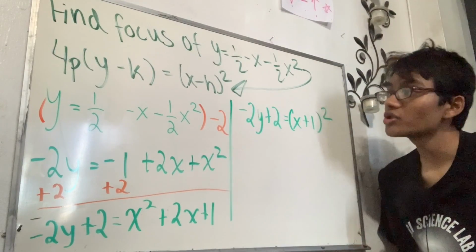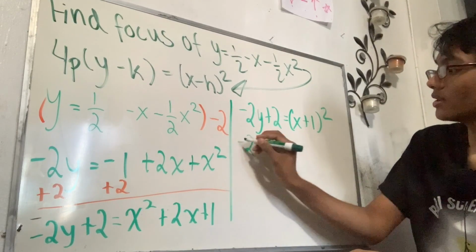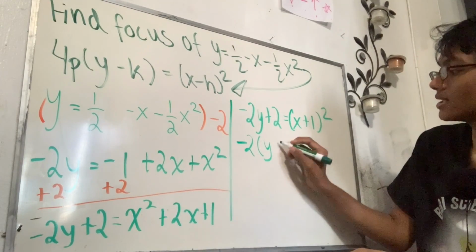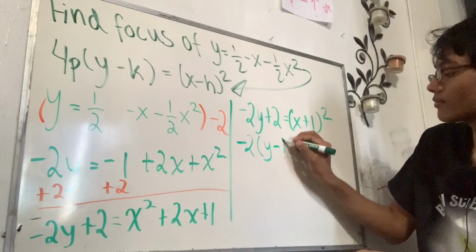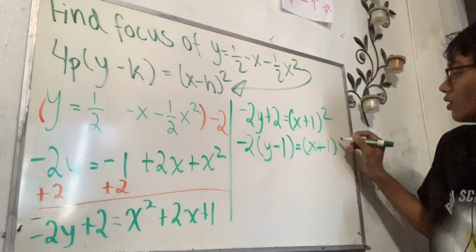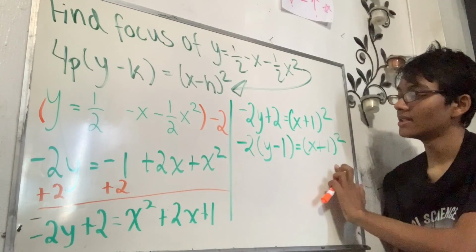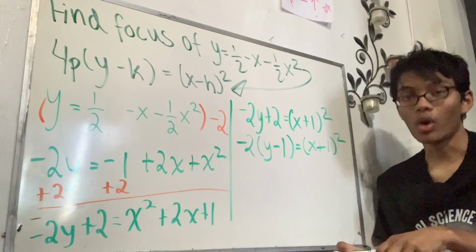Now we're almost close, very close to this form, but let's factor out this minus 2. So we have minus 2 times y minus 1 is equal to x plus 1 whole squared. And that, ladies and gentlemen, is the form we want.